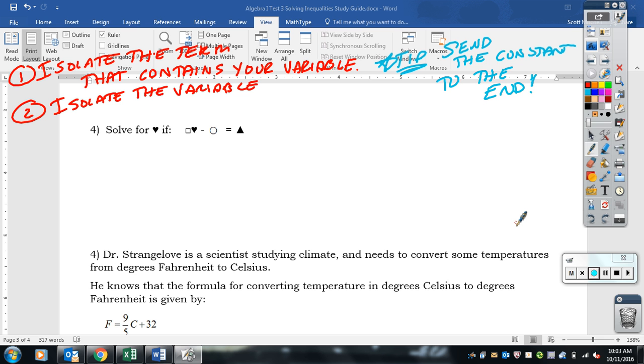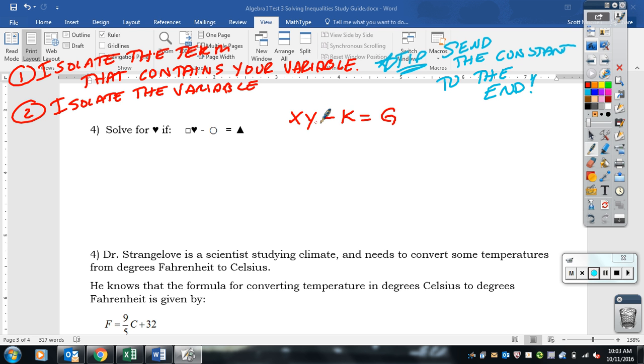Now I'll do number 4, which is still isolating the term that contains my variable, but there weren't any more questions with 3. Now it's just symbols. You do need to know how to do this. Maybe we'll see one like this on your test. It's just saying to solve for the heart. This is a square times a heart minus a circle equals a triangle. It's really no different than if it was x times y minus k equals capital G. It's the same idea. It's just symbols.